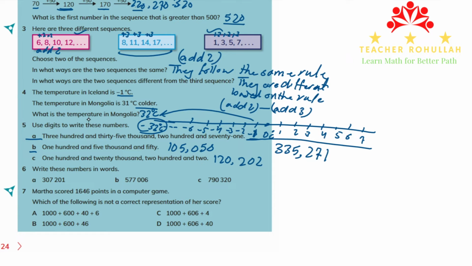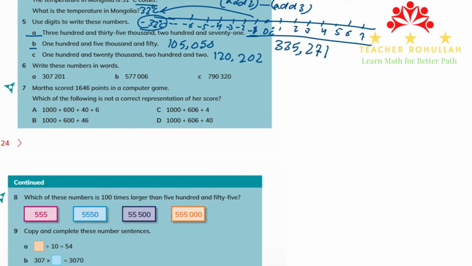Well, we are done with question 5, but in question 6 it says write these numbers in words. We have the numbers in digits and we are asked to write them in words. To do so, I will scroll down so that I should have enough space over here. Well, for part A, I write here A. We have 307,000. So I can write 307,000.